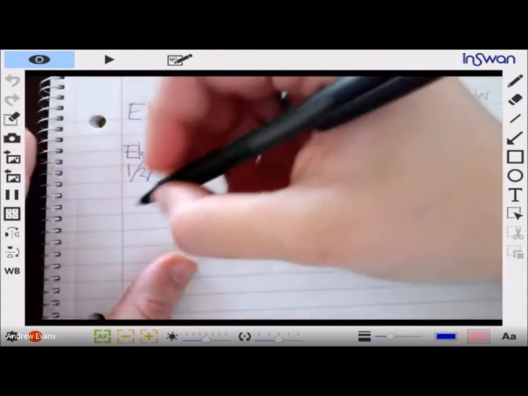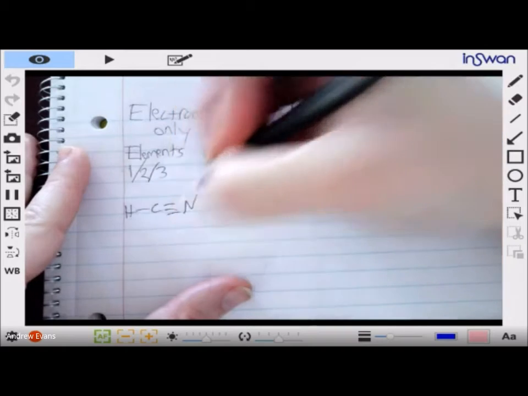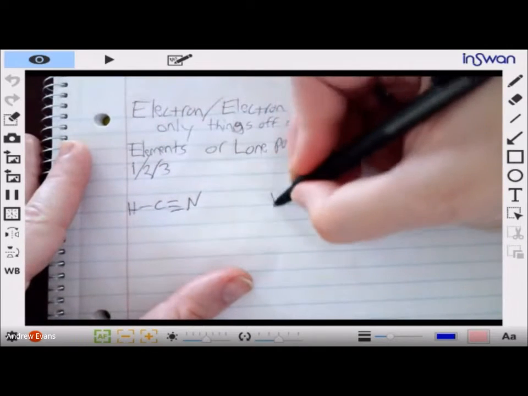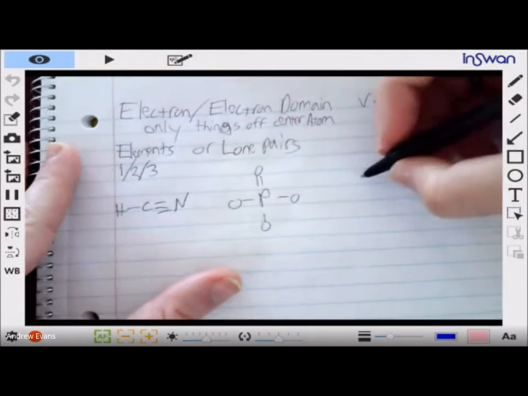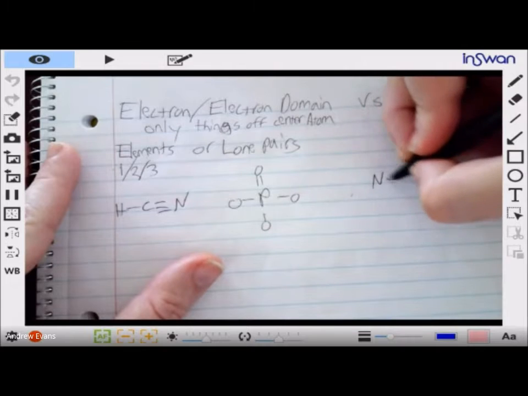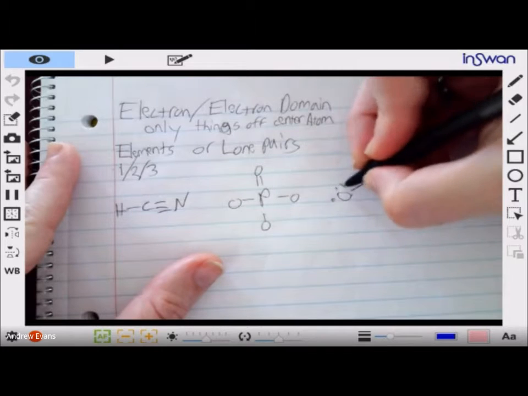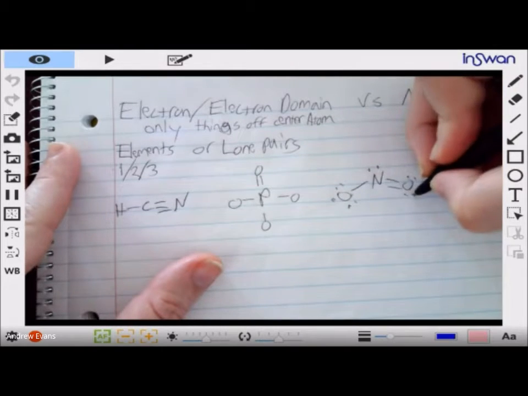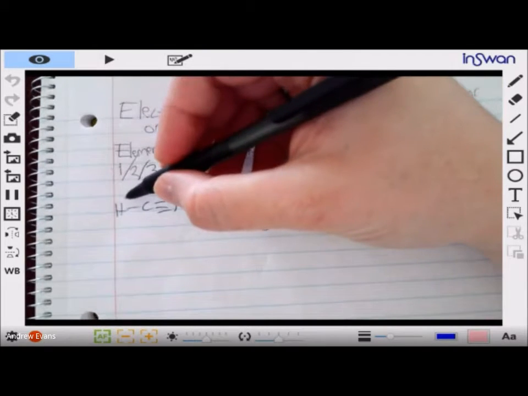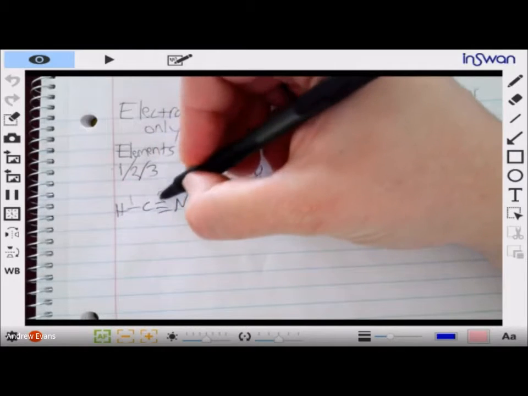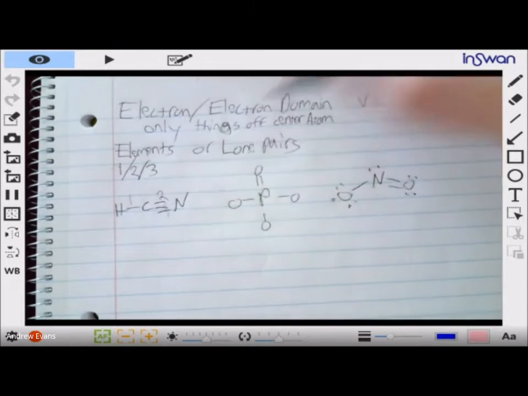Let's look at our three structures we did: HCN, PO4, and NO2. So when it comes to electron domains, how many electron domains do we have on HCN? We'd say 1 and 2. 2 electron domains. It doesn't matter that this is triply bonded to nitrogen. There's only 2.